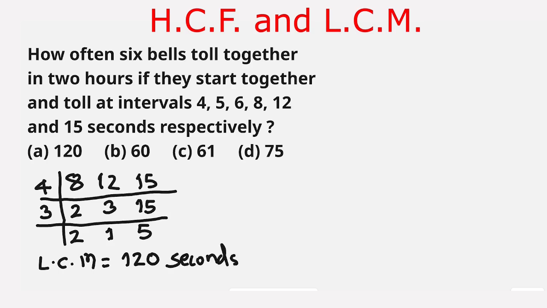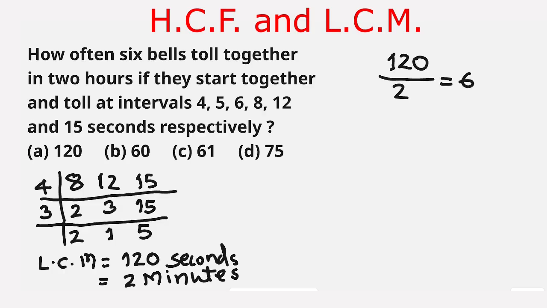This LCM 120 is 120 seconds. It means that all these bells will toll together after every 120 seconds, and 120 seconds is equal to 2 minutes. So these bells will toll together after every 2 minutes. Now we have to find how many times these bells will toll together in 2 hours. So 2 hours is 120 minutes, and 120 minutes divided by 2 minutes equals 60 times.